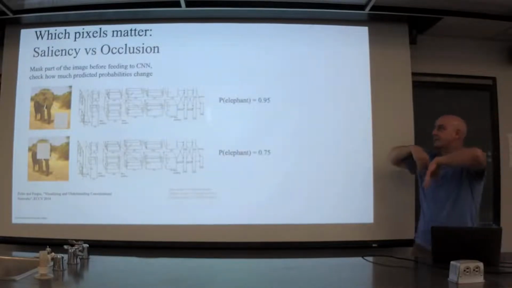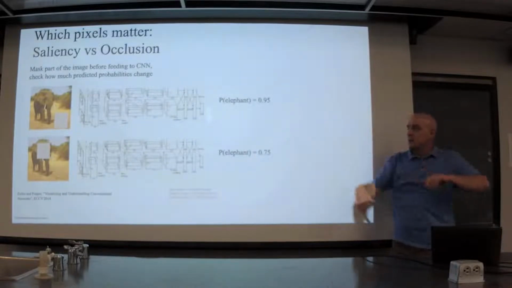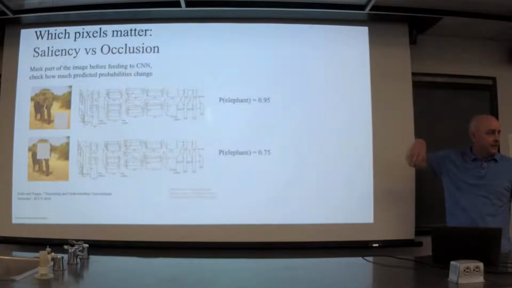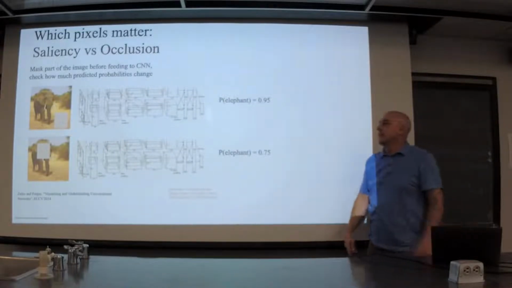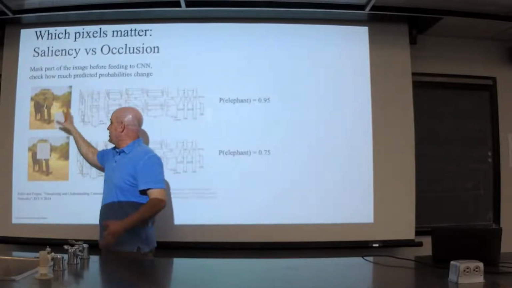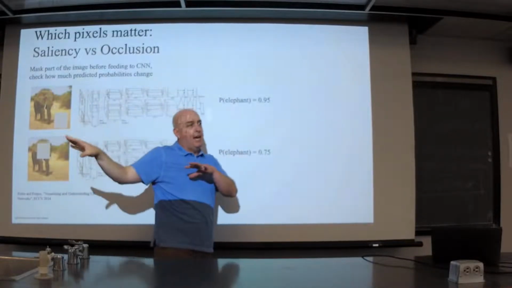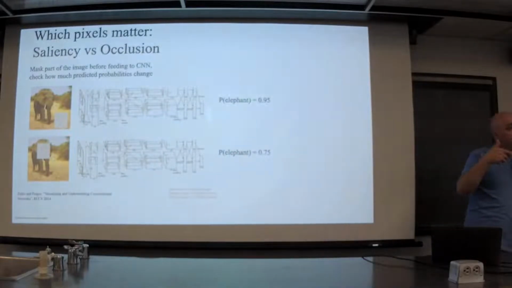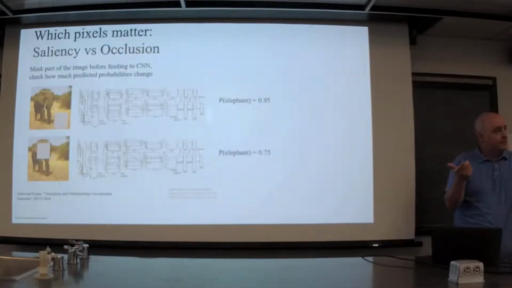Without that gray square of pixels, maybe it's 0.99 or something like that. Then you throw in this gray square, basically zeroing out the pixels in that region of the image, and you recompute the likelihood for the correct class. And it's dropped a little bit. Let's say it was at 0.99, now it's at 0.95, but it's still really confident that that's an elephant.